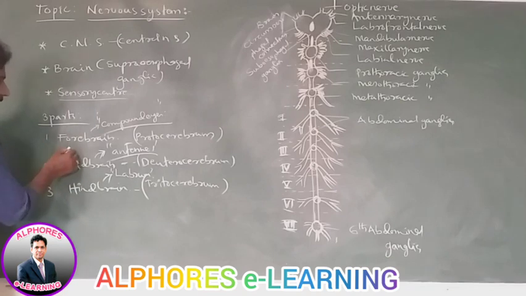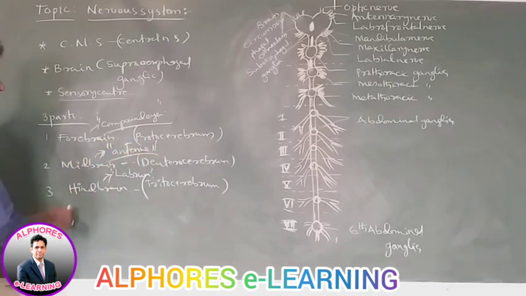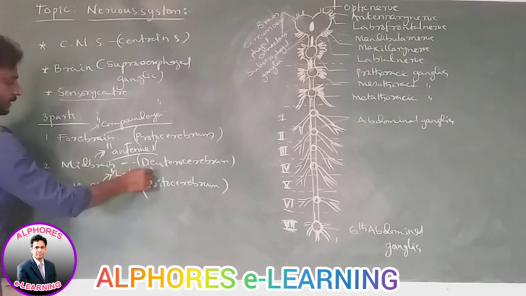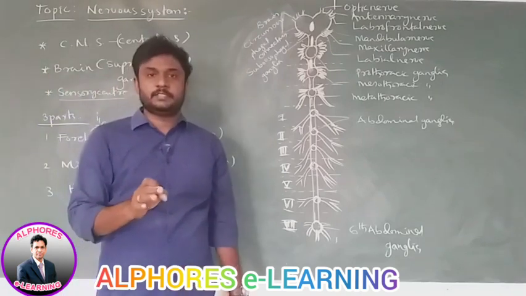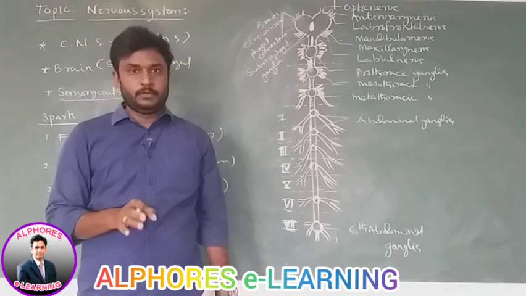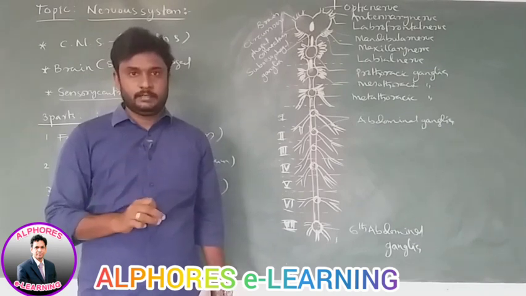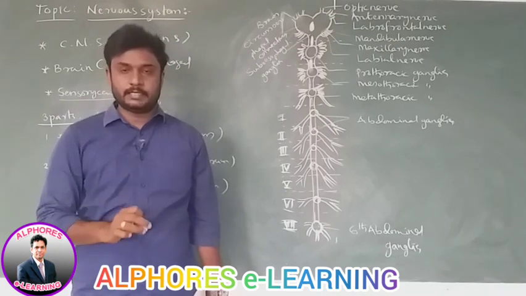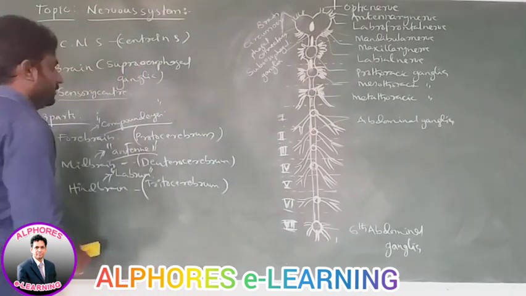So forebrain receives the sensory impulses from the compound eyes, midbrain from the antennae, and hindbrain from the labrum. Three parts receive sensory impulses from three types of sensory organs. The brain is the most important sensory center. Now the next part present in the CNS.